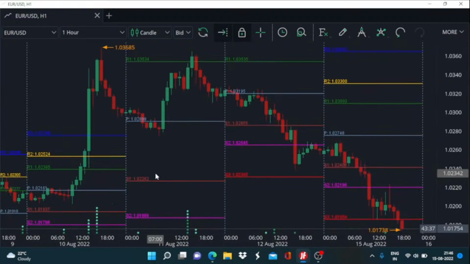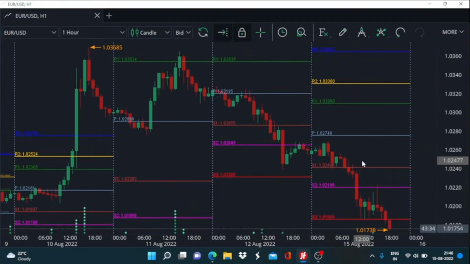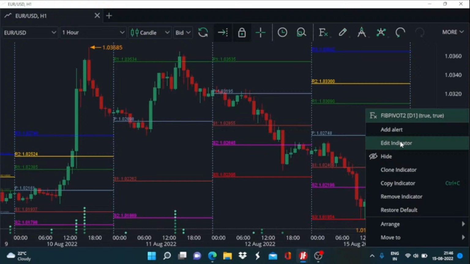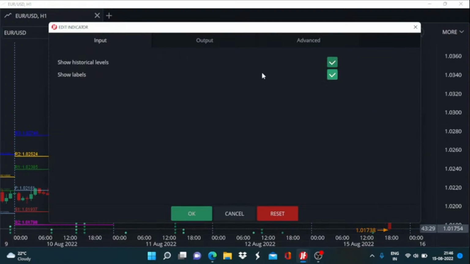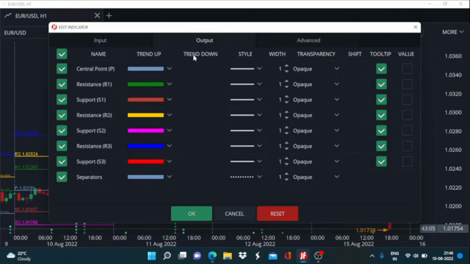Okay, so now we consider what we can do with this indicator, how we can customize this indicator to arrive at key levels which we can then keep in mind whenever we are planning to go for any trade. So these are the editing options provided to us. We can opt for the historical levels to be shown or the Fibonacci levels, show labels, and then we get this output. The output can be made more colorful, more stylish.